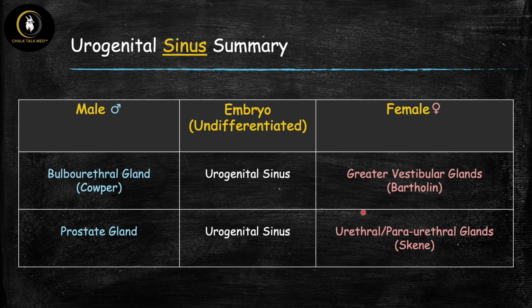And knowing these homologs is pretty high yield for test questions. So when you're doing Anki, for example, you're going to see cards that will name one of these glands and ask you, what's the homolog for this one for the other sex? So what you need to know is that these glands all come from the urogenital sinus, and the homolog pairings are bulbourethral with Bartholin gland and prostate with Skene glands.